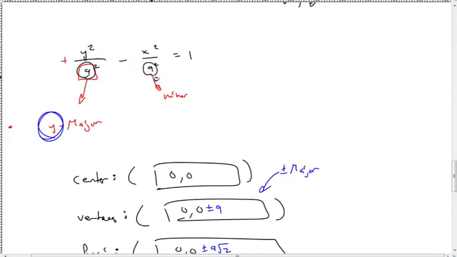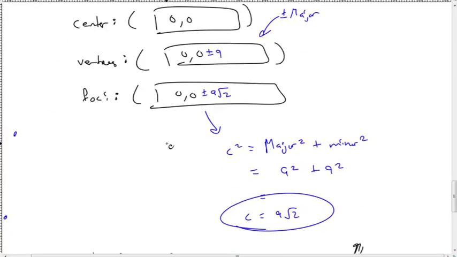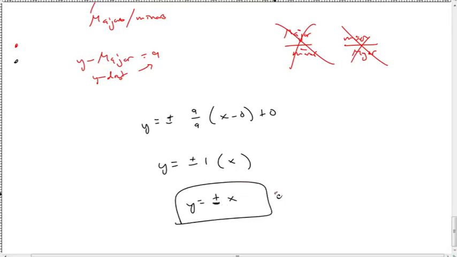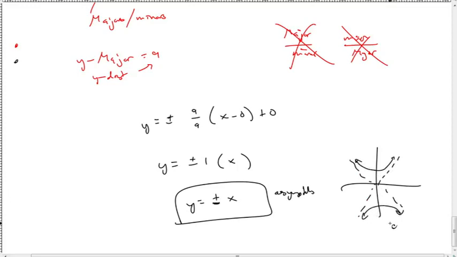Now it might be this one on top and that one on the bottom, or that one on top and this one on the bottom. Regardless, 9 over 9 is going to make a 1, and so I got a 1. So I got basically plus or minus 1 times x. And if you want to actually write that out, it's plus or minus x. This right here is your asymptotes for this particular problem. And so they look like 45-degree lines, and your hyperbola will follow them as it continues towards infinity.